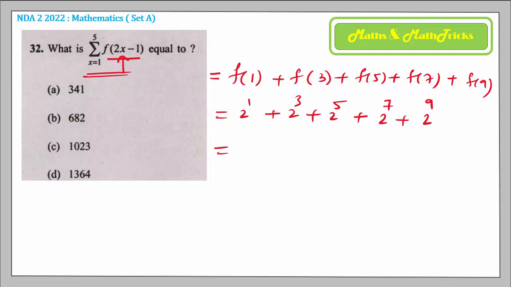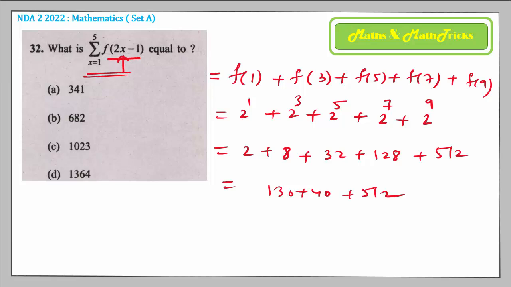Isn't it? So when you calculate this, 2 to the power 1 is 2, 2 cube is 8, 2 to the power 5 is 32, 2 to the power 7, 32 into 4 it will be 128, plus 2 to the power 9, yes, it's 512. Alright, so when you add up all these, what are you getting? 40 plus 2, 42. I would add this 2 to 128, so it's 130 plus 40 plus 512. What is that number you are getting? 642 plus 40, which is 682. 682, that's option B.